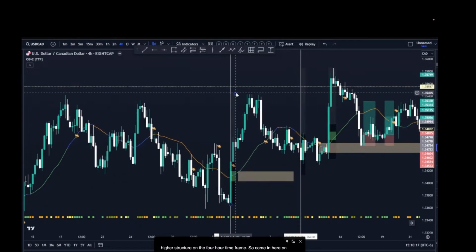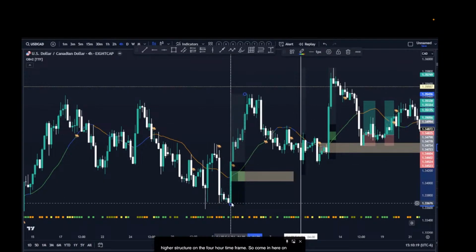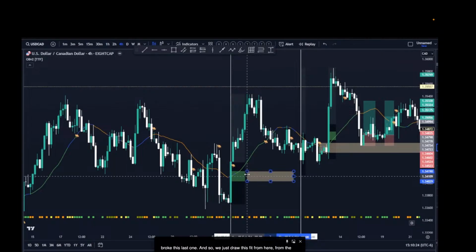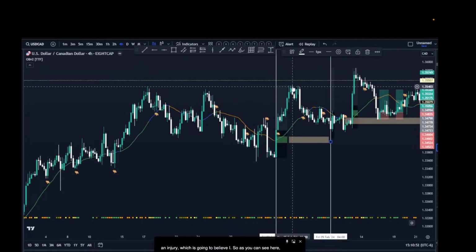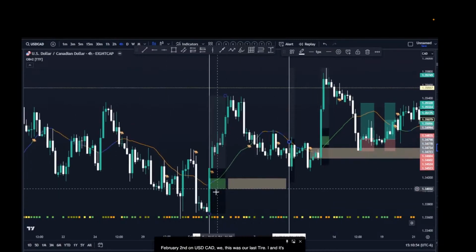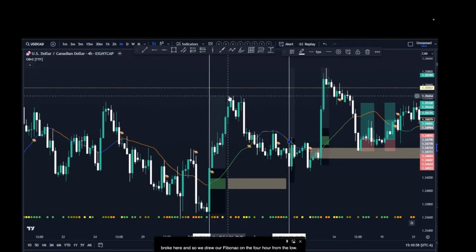And so we just draw this fib from here, from the low, all the way up until here. And we draw the zone completely through. Obviously, as you can see, price never comes down to get an entry, which is completely fine. So as you can see here, February 2nd on USD CAD, this was our last higher high, and it slightly broke here. And so we drew our Fibonacci on the 4-hour from the low all the way into the high.